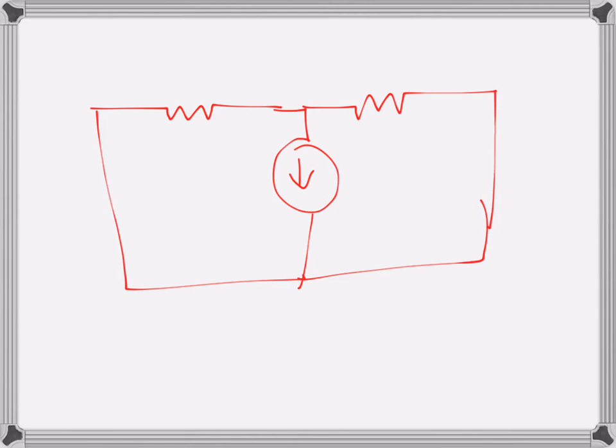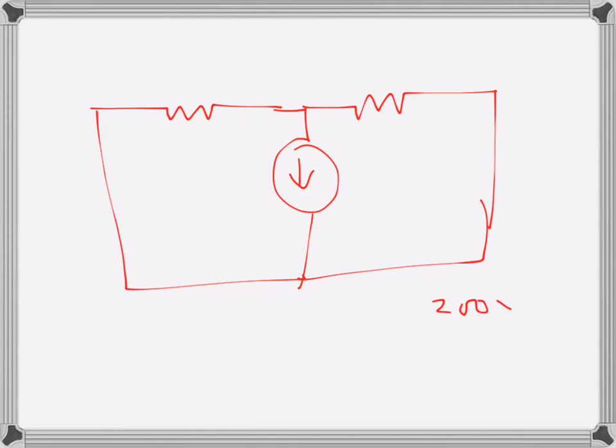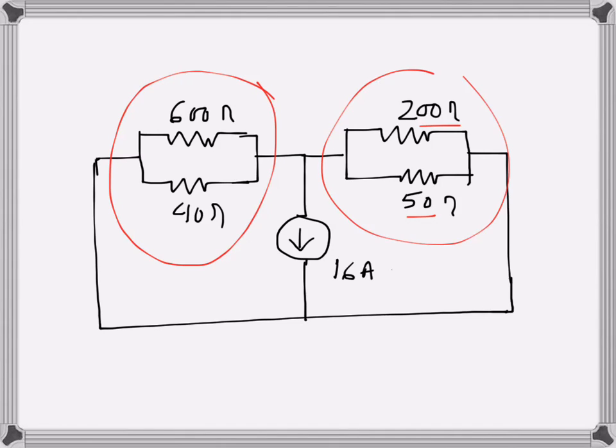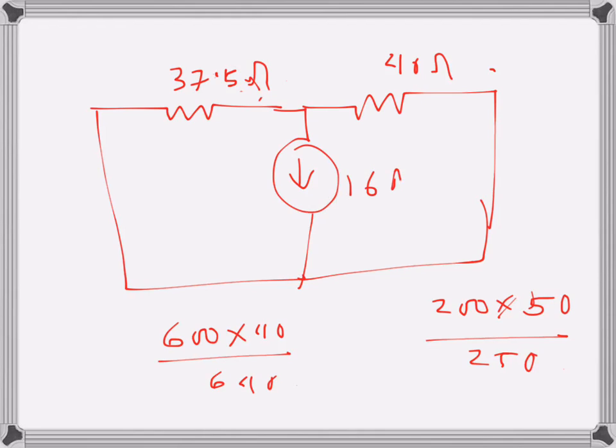So the equivalent values will be: here is 250, these two are parallel, so 200 times 50 over 250, so that's 40 ohms here. And the other one will be the parallel of 640, so that will be 600 times 40 over 640, so that will be 37.5 ohms, 0.5 ohms there. So that's there, and this is 16 amps.